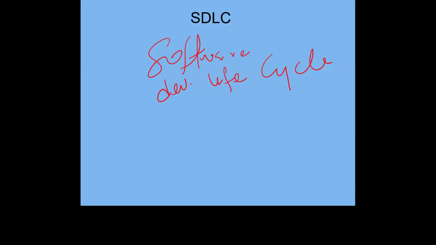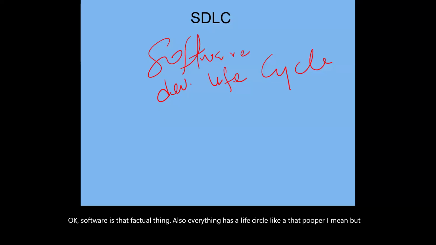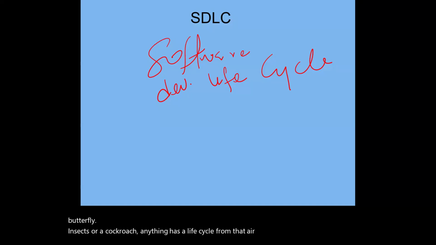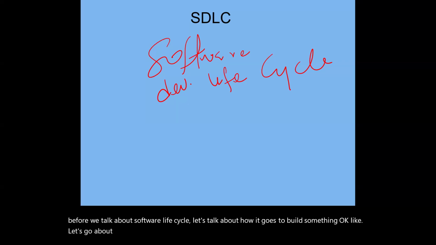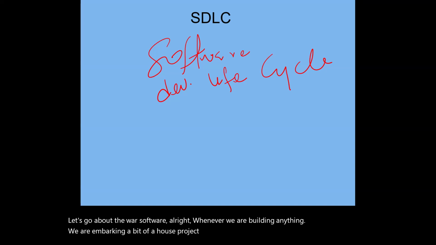Okay, software is that particular thing also. Everything has a life cycle, like that of a pupa, butterfly, insect, or a cockroach. Anything has a life cycle through its development stages. So before we talk about the software life cycle, let's talk about how it goes to build something. Whenever we are building anything, like we are embarking on a house project or a car, a new model car coming up, a Tesla, whatever it is, they try to build.